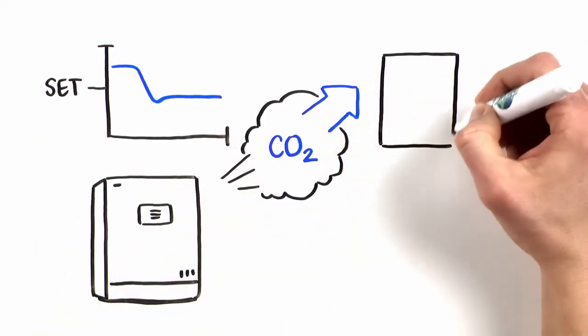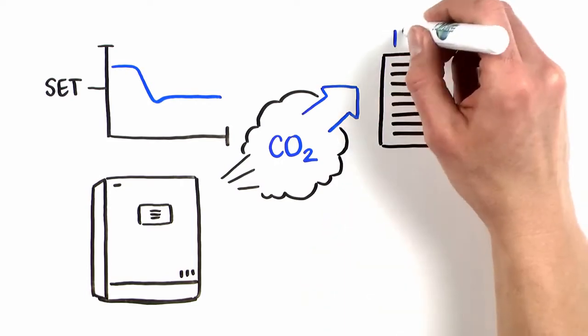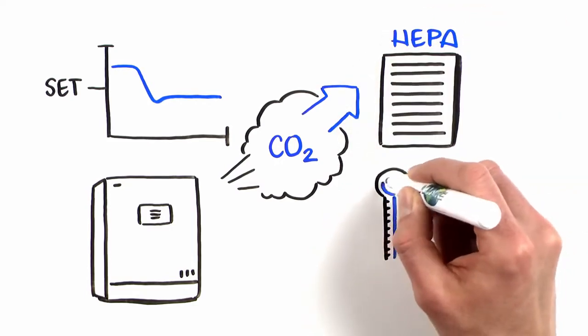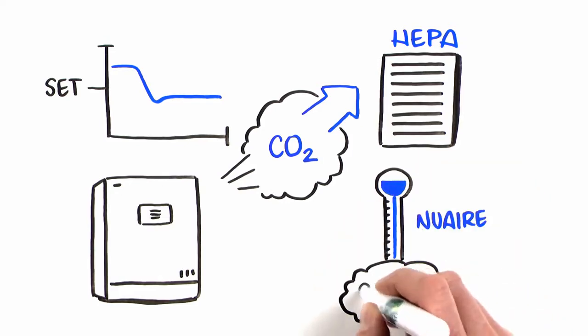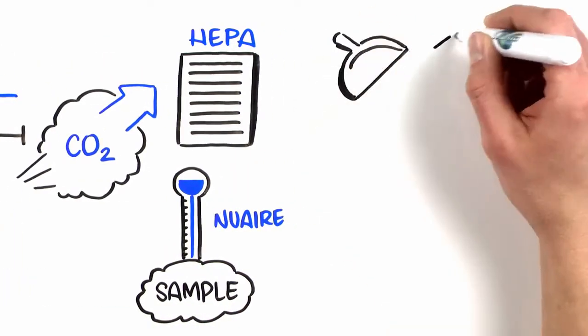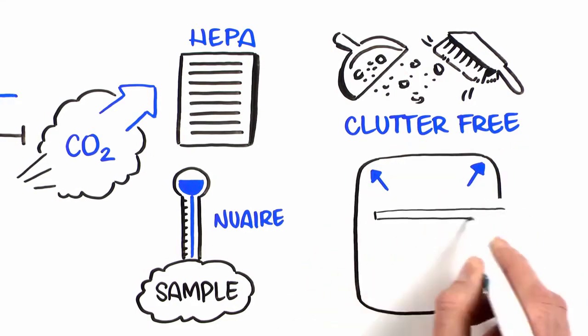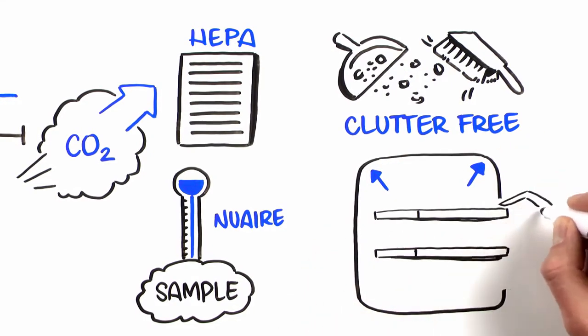The gas or air passes through 99.99% efficient HEPA filters before entering the chamber. NuAire samples chamber air to maintain environmental set points. The interior is clutter-free, with rounded coved interior corners, so it's easy to clean and rearrange shelves and supports.